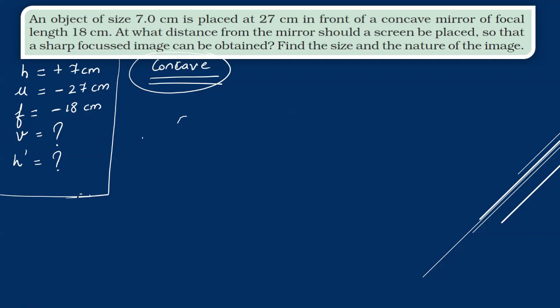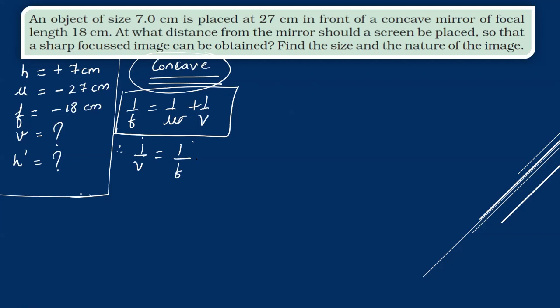Now let's see, we know u and f are given, so by applying the mirror formula we know 1 upon f is equal to 1 upon u plus 1 upon v. Write it, box it. So therefore 1 upon v equals 1 upon f minus 1 upon u. Now we substitute the values.